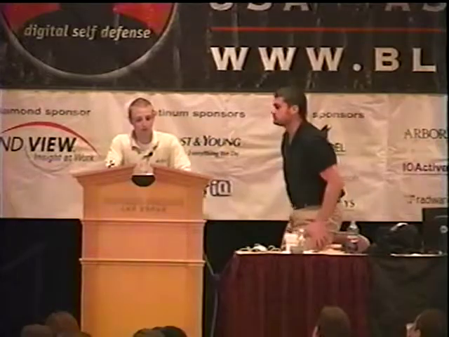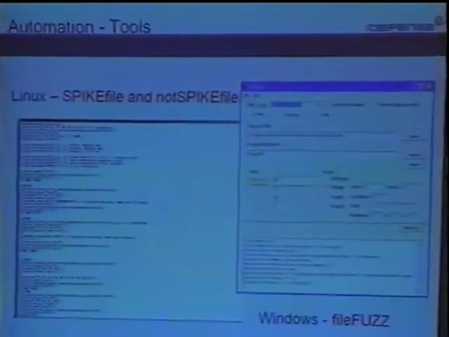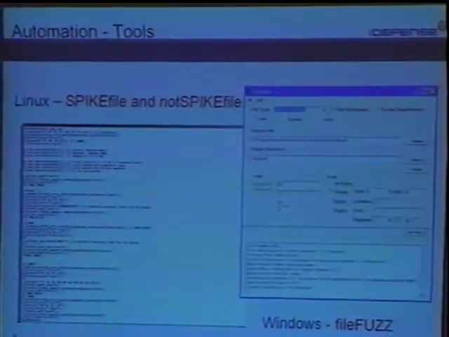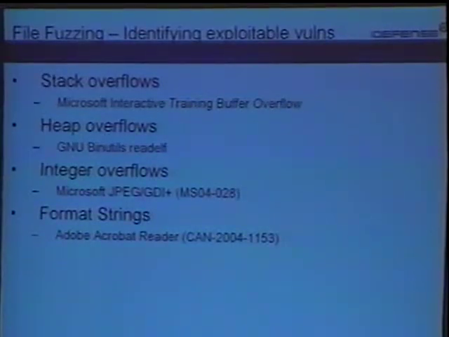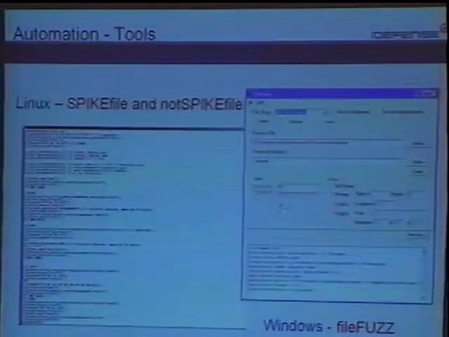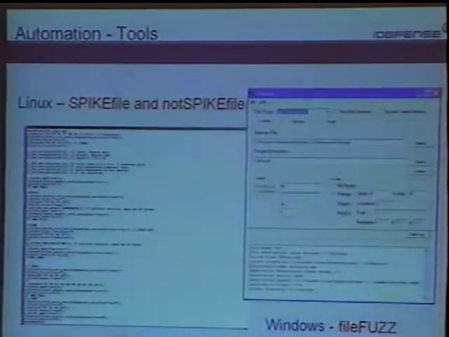So here are the tools that we designed. I had two that I did: SPIKEfile and notSPIKEfile. SPIKEfile is based on SPIKE. notSPIKEfile is not based on SPIKE. And then Michael creatively named his tool FileFuzz. Yeah, there are things we're good at and things we're not good at. And naming applications, not our strength. Maybe now that we're part of Verizon, I can hire somebody to come up with names for tools.